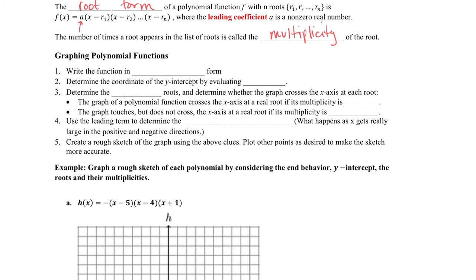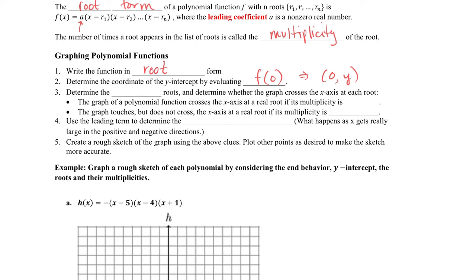All right, so when we graph our polynomial functions, we're going to begin by writing the function in root form. That's going to help us. Then we're going to determine the coordinate of the y-intercept. And remember, the y-intercept occurs where x equals 0, so we're going to evaluate f of 0, and that'll give us our point (0, whatever the y-intercept is).